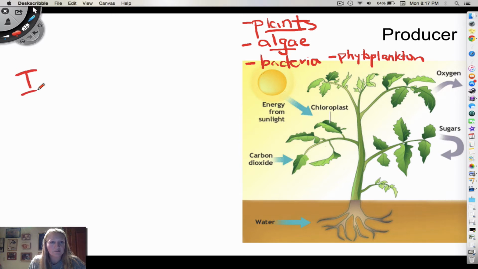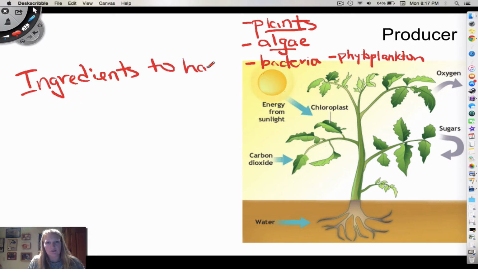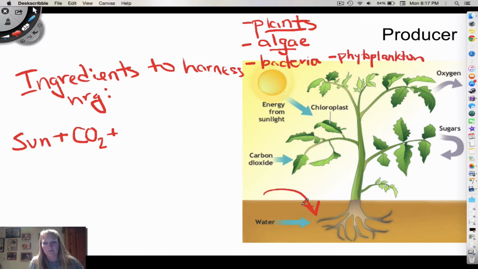So the ingredients to make energy that we can use, there are usually three, and of course the bacteria might be an exception, but in general, the ingredients to harness energy are the sun, so sunlight, plus carbon dioxide, plus what do we give to plants to help them to grow? A whole bunch of water.